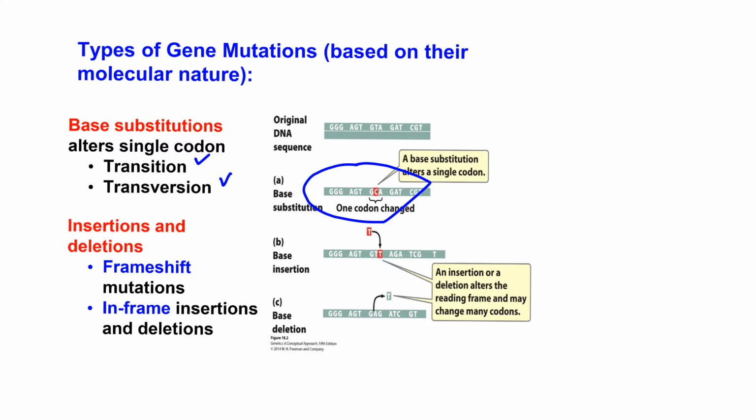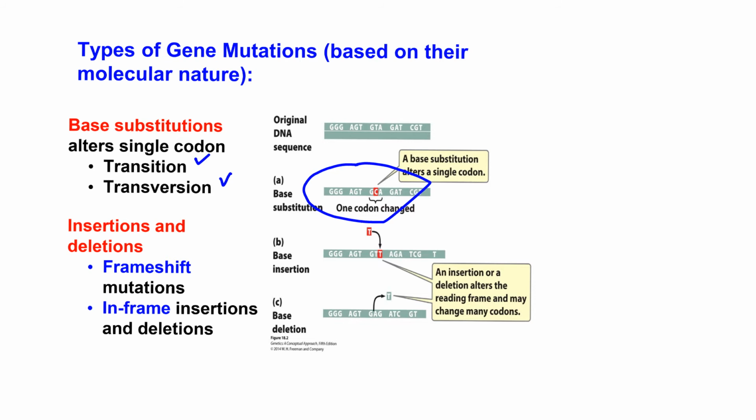Transition arises more frequently because transforming a purine into a different purine, or a pyrimidine into a different pyrimidine, is easier than transforming a purine to a pyrimidine and vice versa. Now keep in mind, base substitution, whether it is transition or transversion, affects one codon. One example is sickle cell anemia. Sickle cell anemia is a transversion, and we will talk a little bit more about it in the next slides.